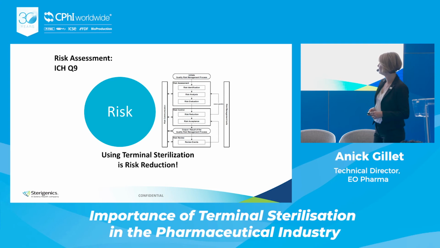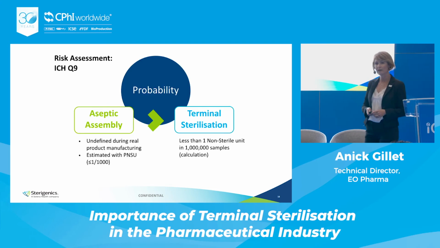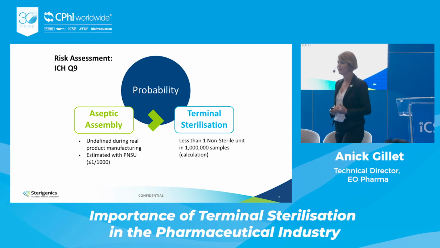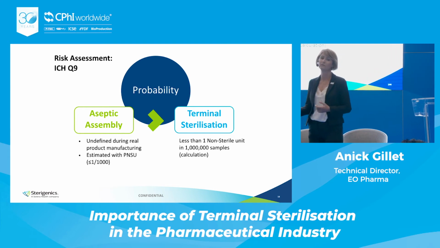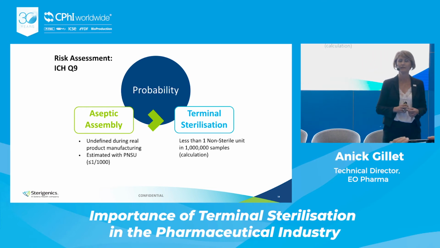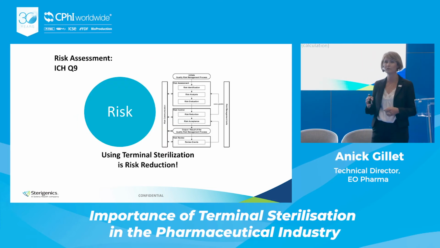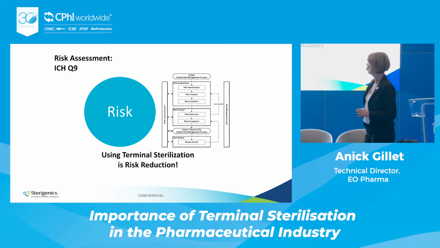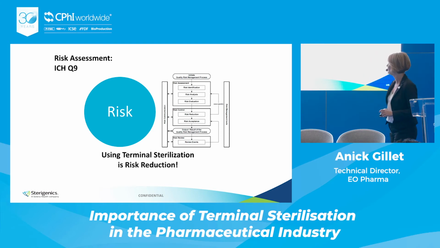For the probability, we talked about that a bit before, but that's estimated with a PNSU, so the accepted rate is 1 in 1,000 samples, and that's done offline. For terminal sterilization, as we say, that's one in a population of 1 million, and it's quite frequent to have a much lower SAL than that one. So usually 1 in 100 million samples is something quite frequent. So again, we see that the probability is definitely lower in terminal sterilization compared to the aseptic assembly.